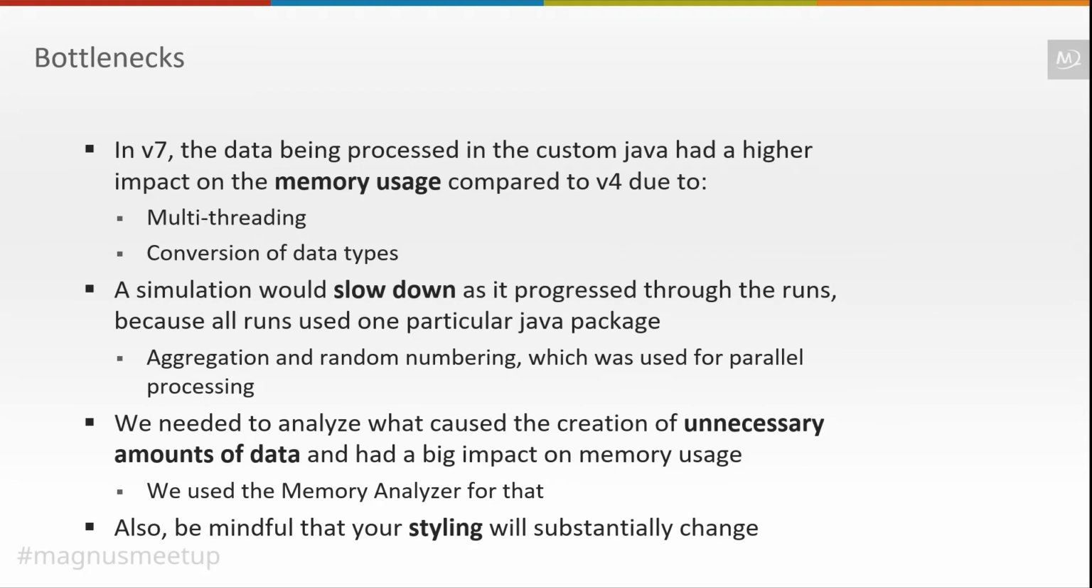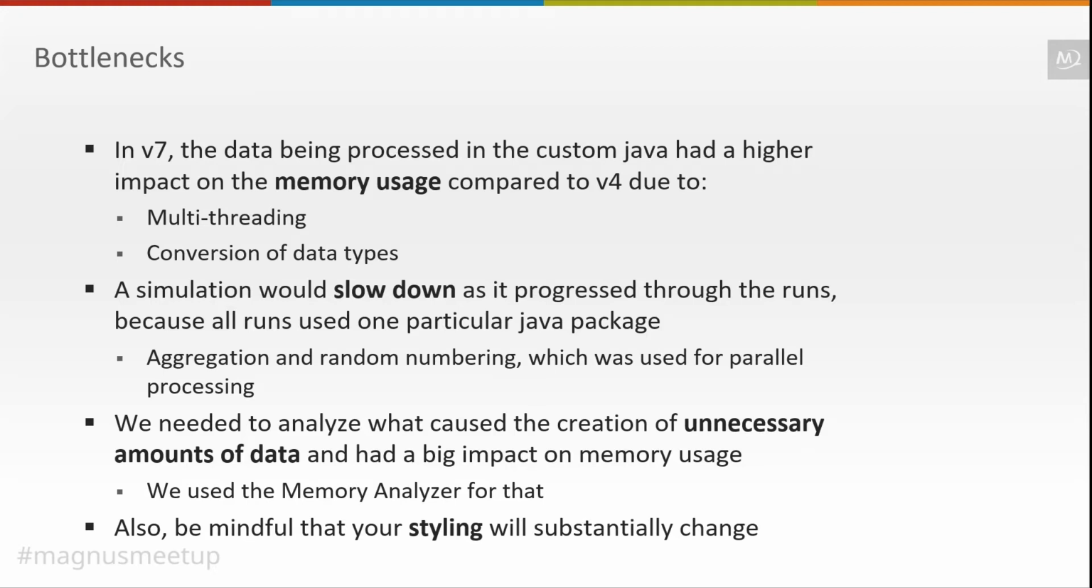Of course, we had some bottlenecks. We saw that in version 7, the data being processed within the custom Java had a much higher impact on the memory usage than it did in version 4. Which was mostly due to the multi-threading, so the parallel processing, and the conversion of these data types. So a lot more data was being processed by this custom Java.